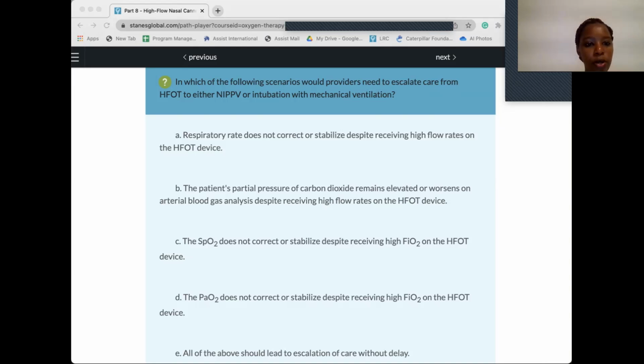So A, respiratory rate does not correct or stabilize despite receiving high flow rates on the high flow oxygen therapy. B, the patient's partial pressure of carbon dioxide remains elevated or worsens on arterial blood gas analysis despite receiving the high flow oxygen therapy. C, the SpO2 does not correct or stabilize despite receiving high FiO2 and the high flow oxygen therapy. D, the partial pressure of oxygen does not correct or stabilize despite receiving the high flow, high FiO2 on high flow oxygen therapy, or E, all of the above should lead to escalation of care without delay.